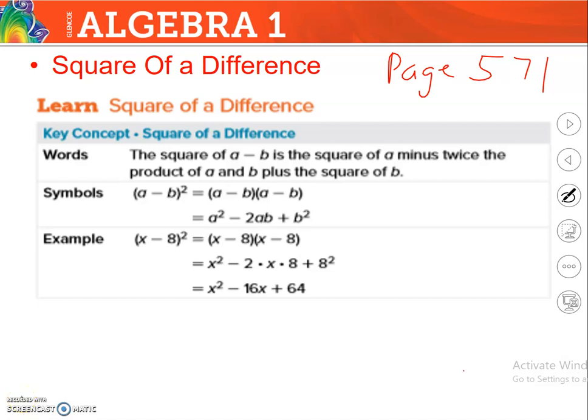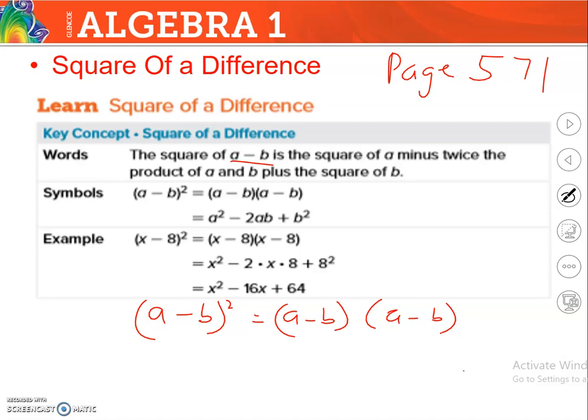Good morning. Our lesson for today is square of a difference, page 579. Square of a difference, a minus b squared. Now, solving that, a minus b squared can be written as a minus b multiplying a minus b.